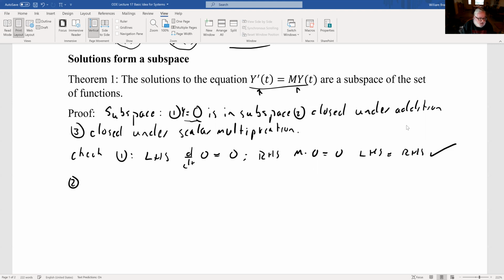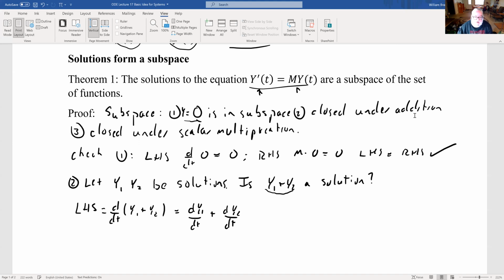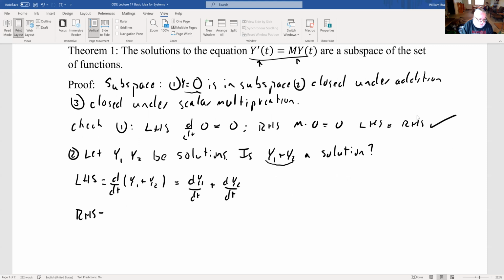Okay, 2. Let y1, y2 be solutions. Is y1 plus y2 a solution? So can I add two solutions together and get another solution? Well, how do you check? We plug it into the equation. Left-hand side means take the derivative of our proposed solution, y1 plus y2. We get derivative of y1 plus derivative of y2. Right-hand side, you get M times (y1 plus y2), and if you distribute the matrix multiplication, you get this.